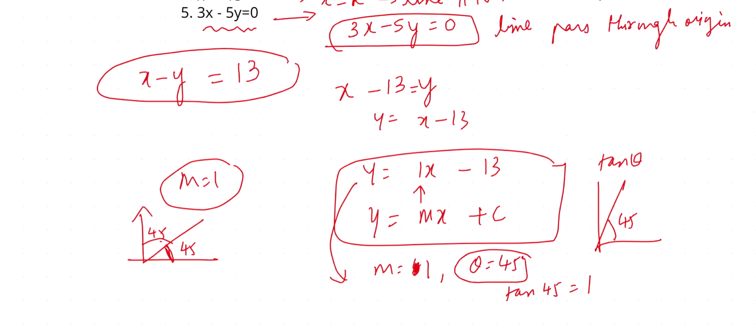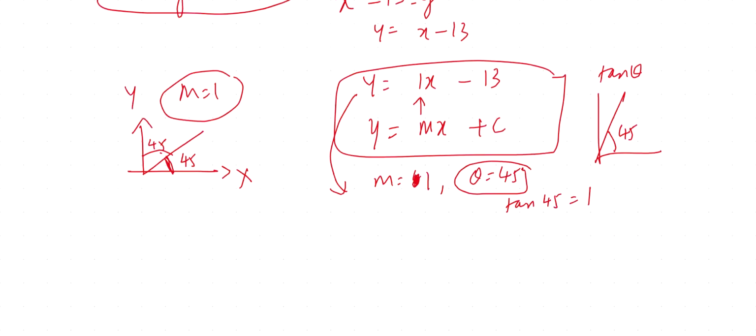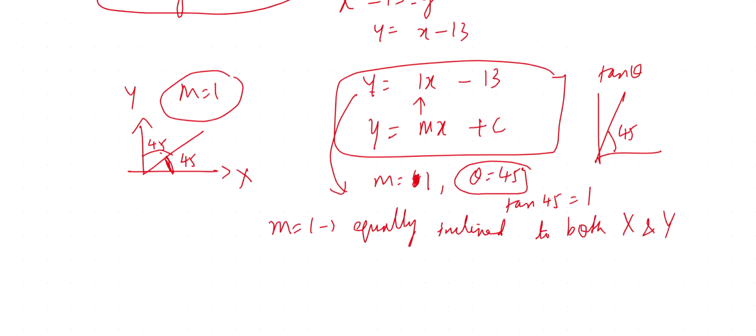See, it's making 45 degrees with both the axes. So this is an angle, this line is a line with slope as 1. It will be equally inclined to both the axes, both x and y axis. A line which is having the slope as 1 or with the inclination as 45 degrees.